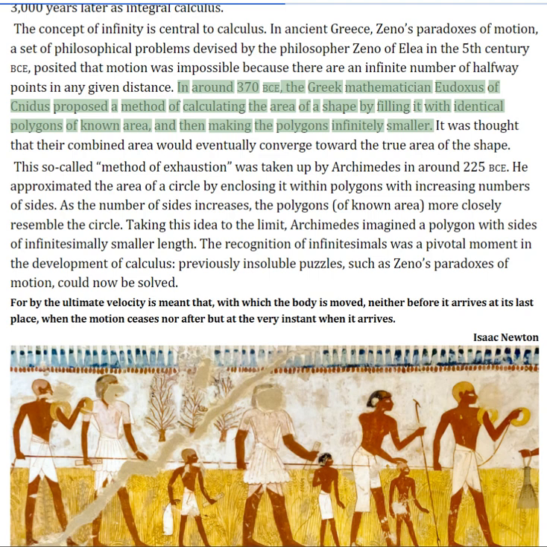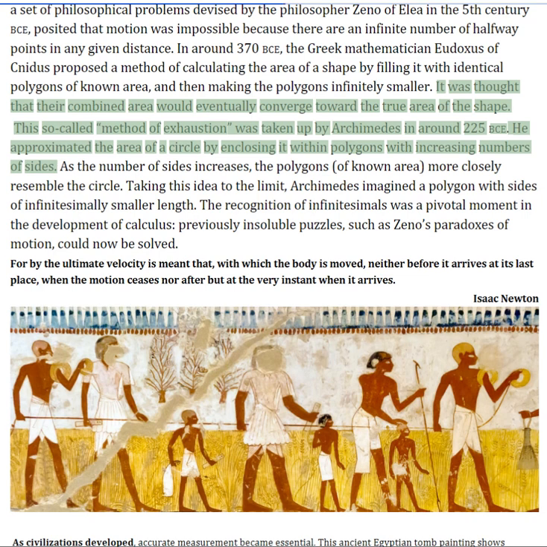a shape by filling it with identical polygons of known area, and then making the polygons infinitely smaller. It was thought that their combined area would eventually converge toward the true area of the shape. This so-called method of exhaustion was taken up by Archimedes in around 225 BC.